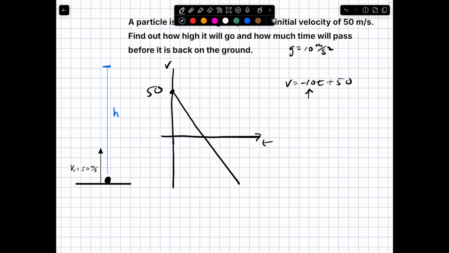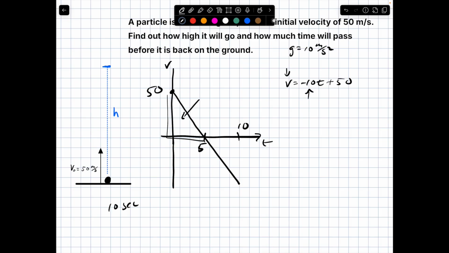And since the slope is -10, it's very easy to figure out that that's 5. Because down 50 and over 5 has a slope of -50 over 5, which is -10. You could also set velocity equal to 0 and solve for t. But in any case, for the total time, I simply have to double this since it's coming back to the same ground, which will be 10 seconds. So I know it's 10 seconds in total time in the air.